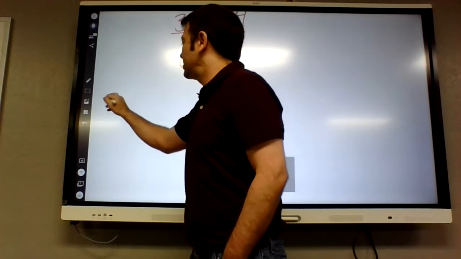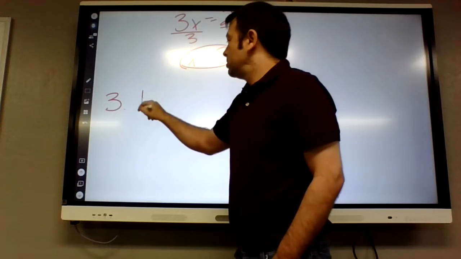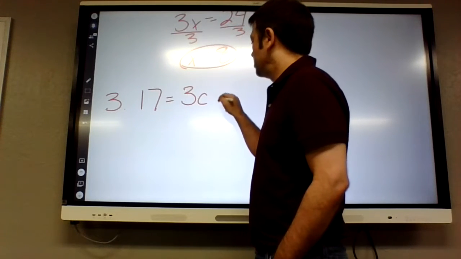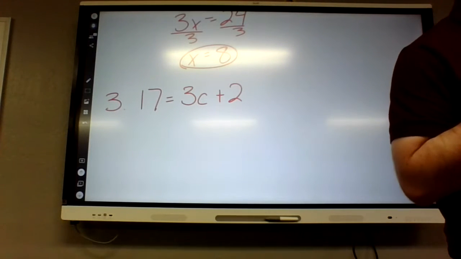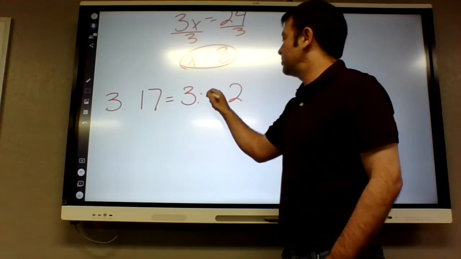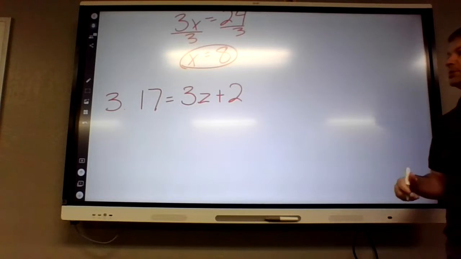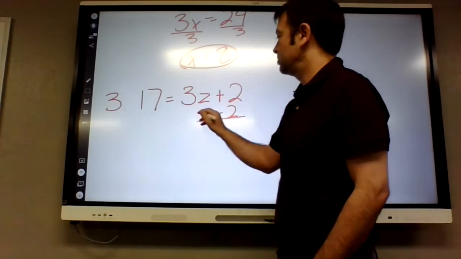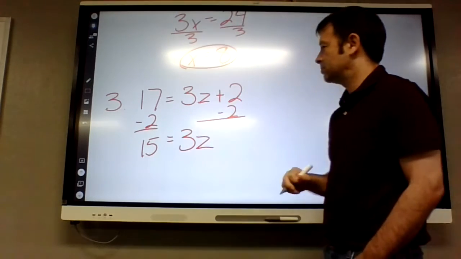Okay, number 3. Paxton. Okay, does it matter that the C is on the right side? 3C plus 2? No. And if it makes you feel better, you could switch it around. But we're trying to get, is it a Z? Oh, it is a Z. We're still trying to get the Z by itself. So Paxton, what should I do first? Okay, so minus 2. And then divided by 3.